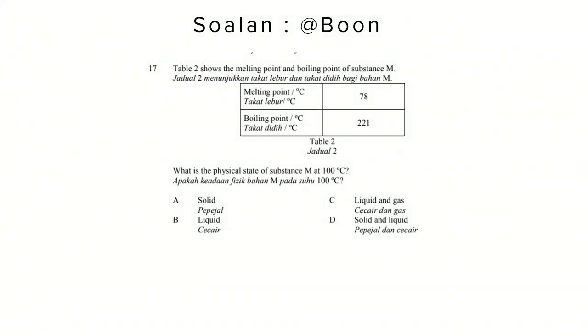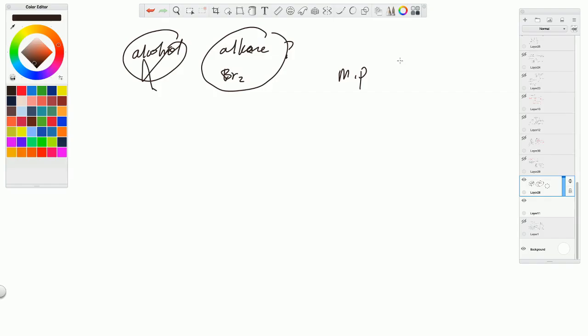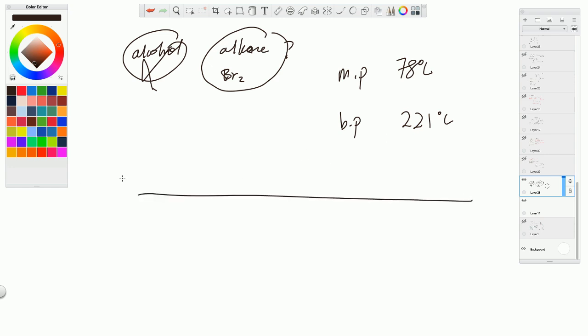Table 2 shows the melting point and boiling point of substance M. So this kind of question, melting point 78 degrees Celsius, and boiling point 221 degrees Celsius. They're asking what is the physical state of substance M at 100 degrees Celsius. Always when you get this kind of question, you do this. So this is 100 degrees Celsius. 78 is over here. So it melts at 78.